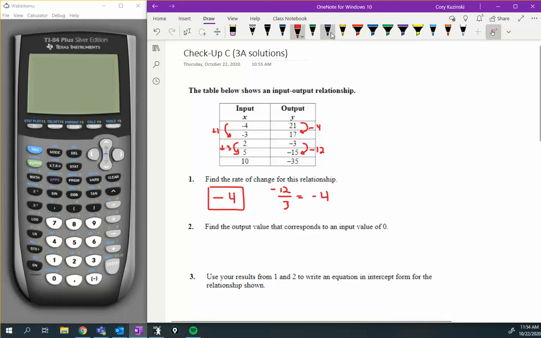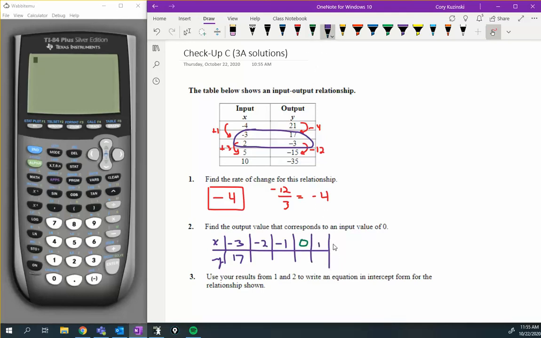Find the output value that corresponds to an input value of 0. I'm going to zoom in on this part of the table and do a little horizontal table here, x and y. When x is -3, we know y is 17. At -2, -1, we don't have an output. At 0, we don't have an output, but that's the output I'm looking for. At 1, we don't have an output. And at 2, we have an output of -3.